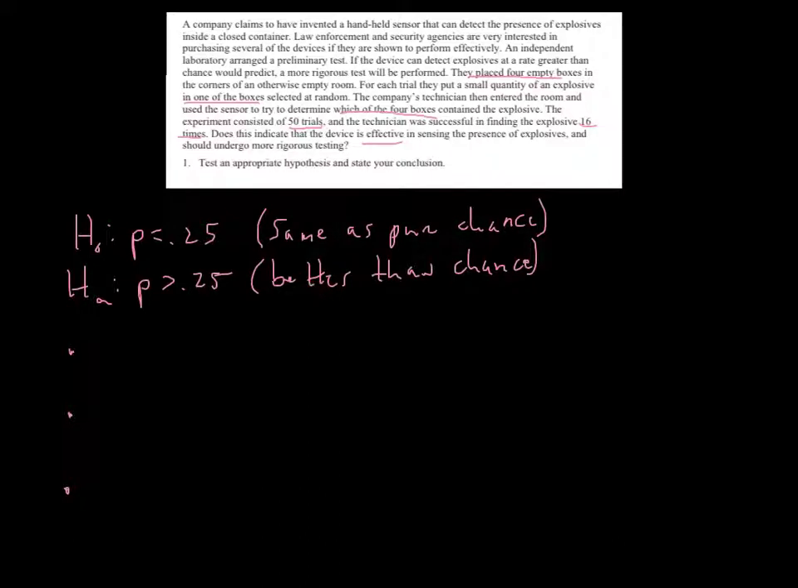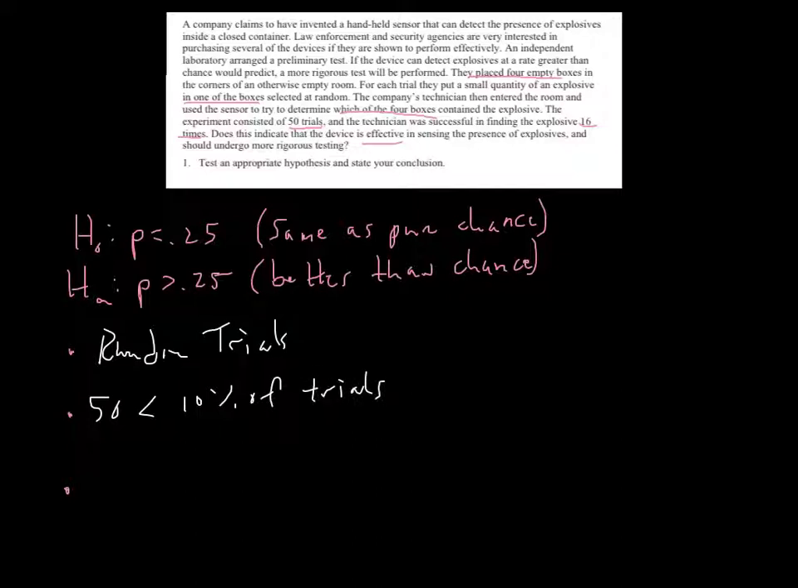We have to take a look at our assumptions and conditions, and so we believe that this is a random set of trials. And so the ability to detect a bomb from one trial to another is independent. I believe that 50 trials is less than 10% of all trials that I could run. And the last piece is the n times p naught.